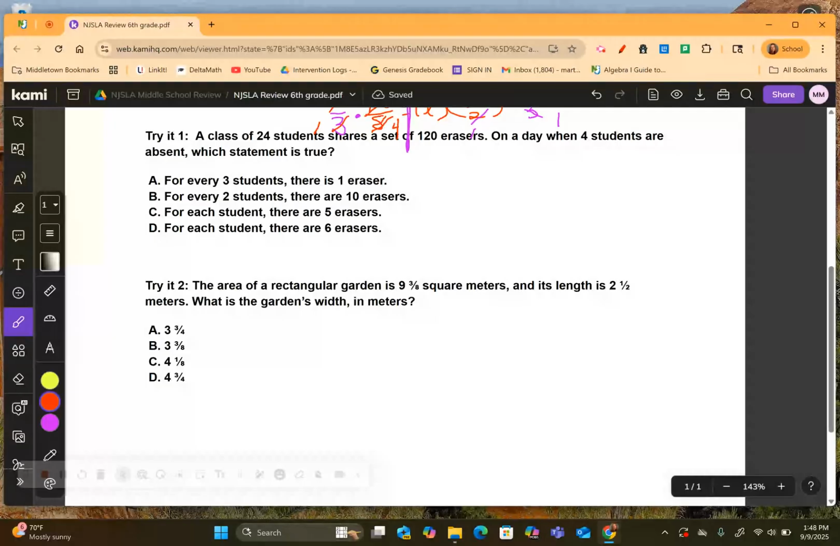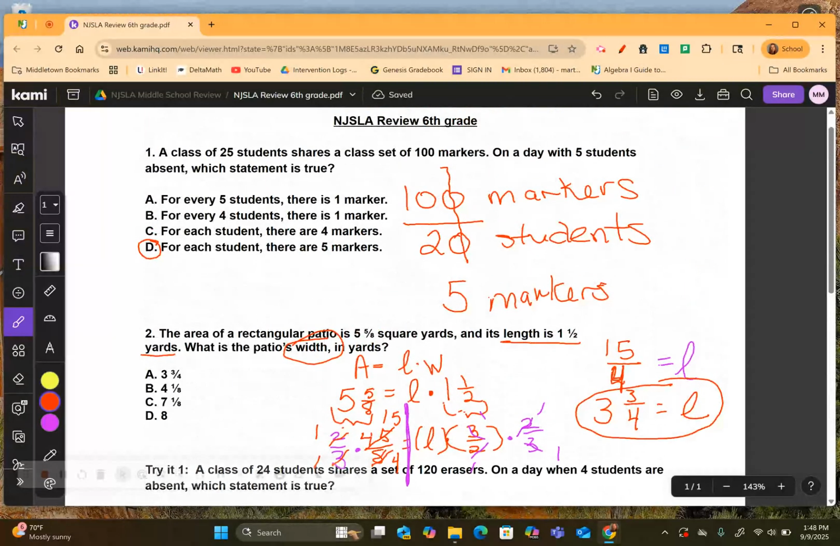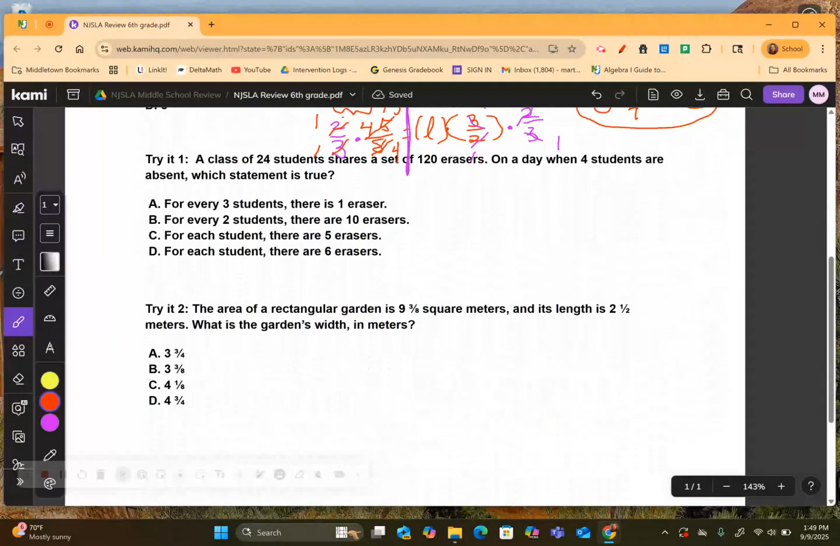All right, coming back, the first try it is just like number 1 up here. Okay, so let's take a look. A class of 24 students shares a set of 120 erasers. In this case, it's erasers. Let me just erase this so you guys can see the word problem. On this particular day, 4 students are absent. So how many students are we dealing with? Okay, 20. Good. Because 24 minus 4 is 20. So we have 20 students, and they are sharing 120 erasers.